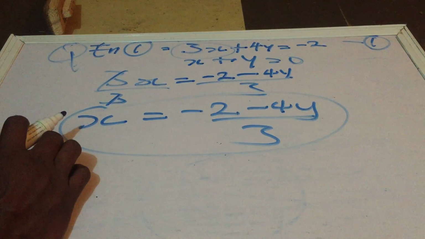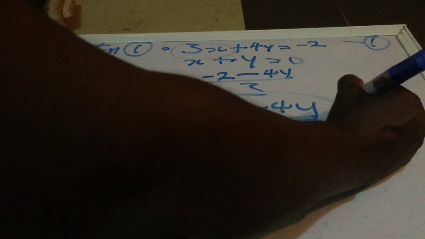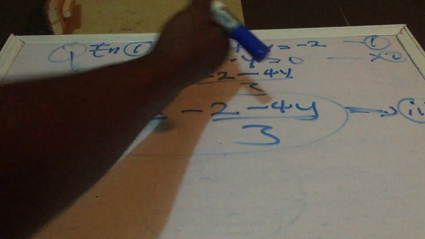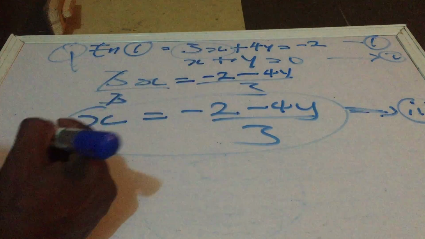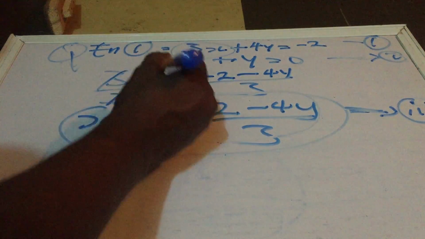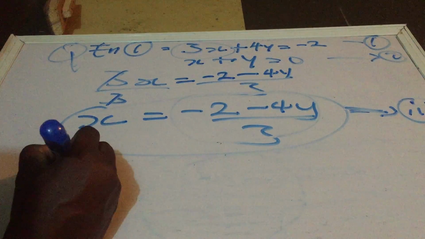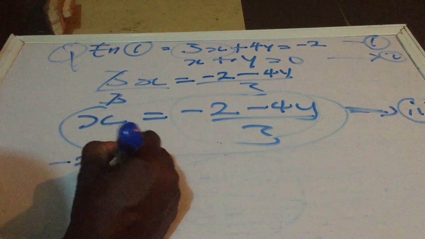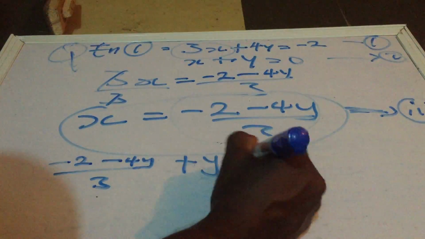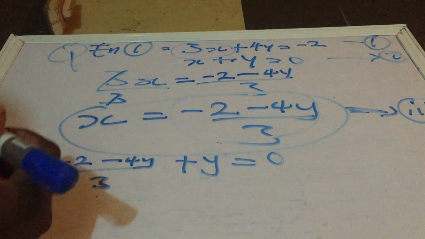Now, this x temporarily is equation 3. Now let me substitute this into one of the others, but I would not like to choose equation 1 because I've already used it. Let me use equation 2. So anywhere I see x, I will put this expression. So I will say minus 2 minus 4y all over 3 plus y is equal to 0.